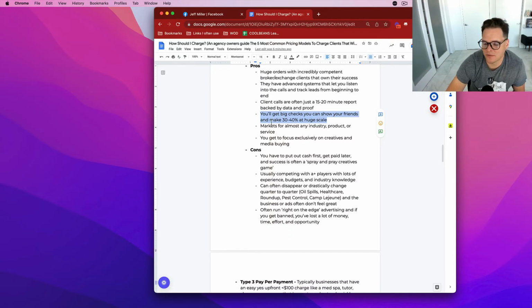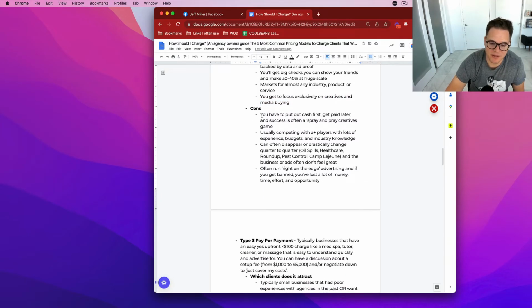There's markets for this for almost any industry, product or service, and you get to focus exclusively on creatives and media buying, Facebook, Google, TikTok, you name it. The con is that you have to put out cash first and get paid later. And success is often a spray and pray creatives game.